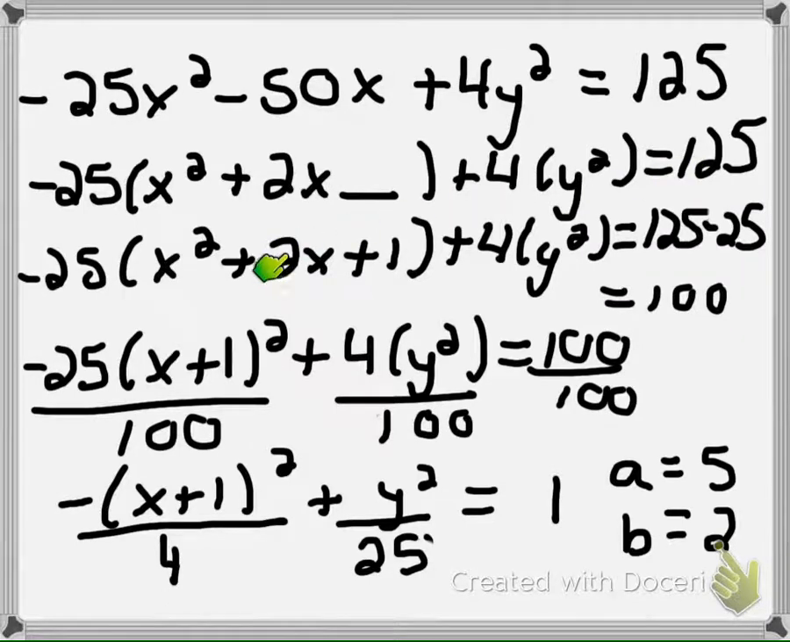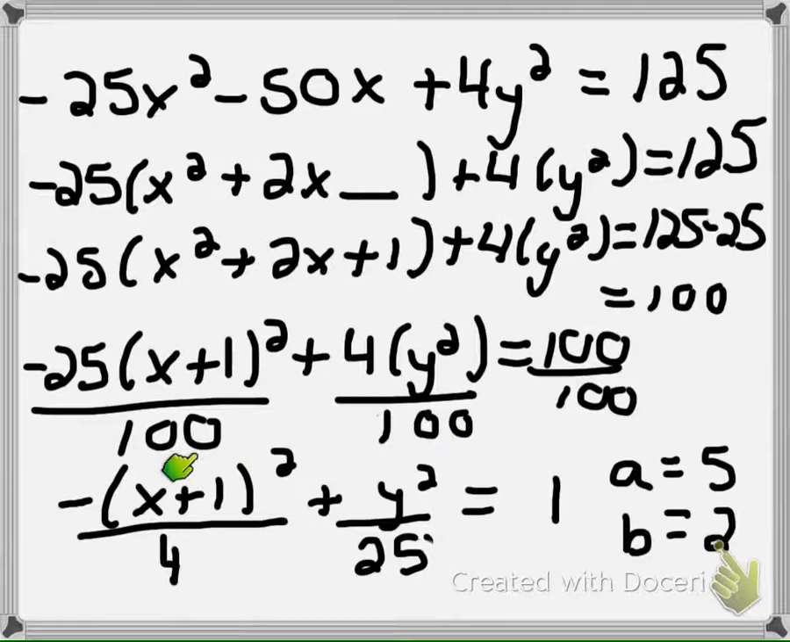Now, half of 2 is 1, and 1 squared is 1. Negative 25 times 1 is negative 25, so I'm going to have to subtract 25 over here. And then over here, I'm really not doing anything with that. When I do 125 minus 25, I get 100. So now I have negative 25 times the quantity x plus 1 squared plus 4 times y squared equals 100.